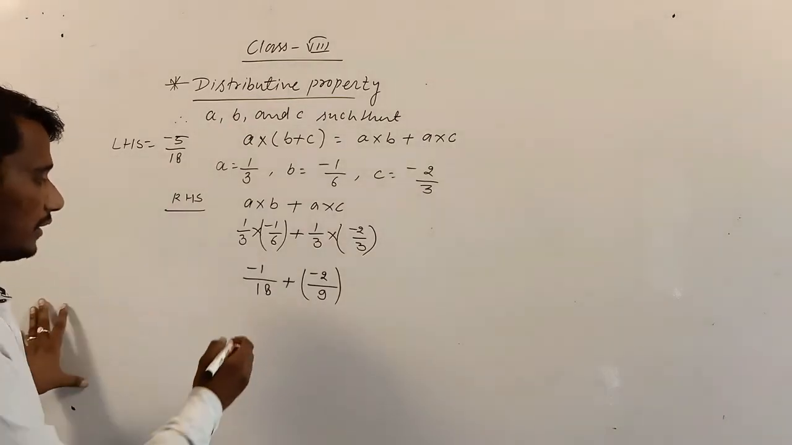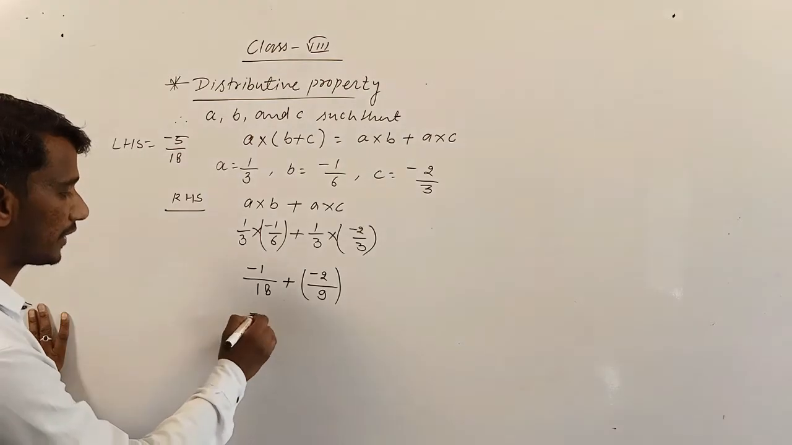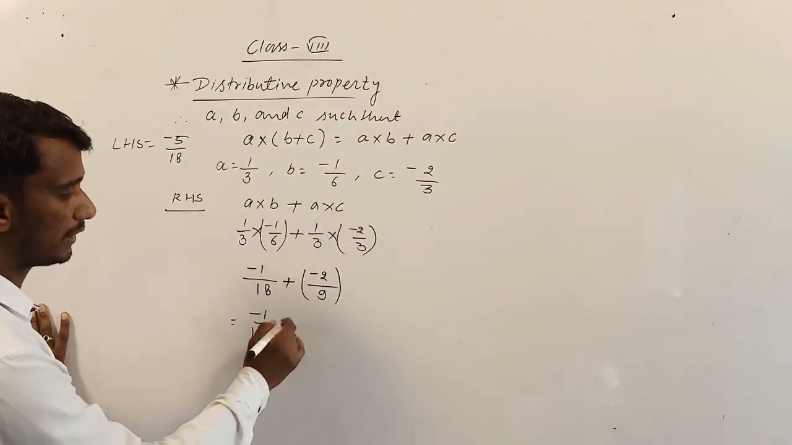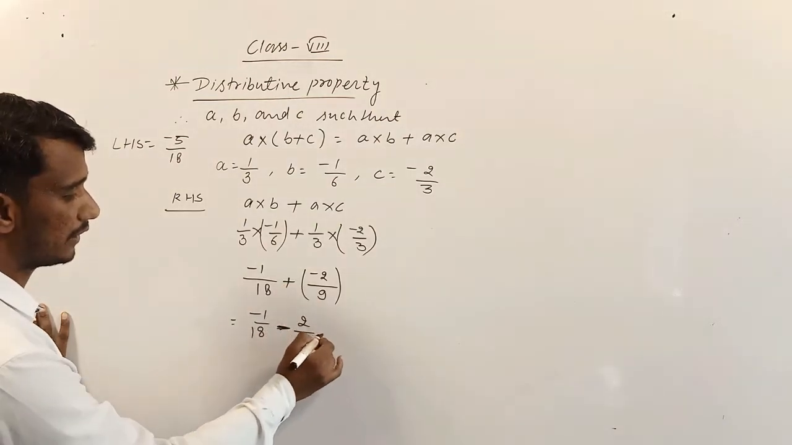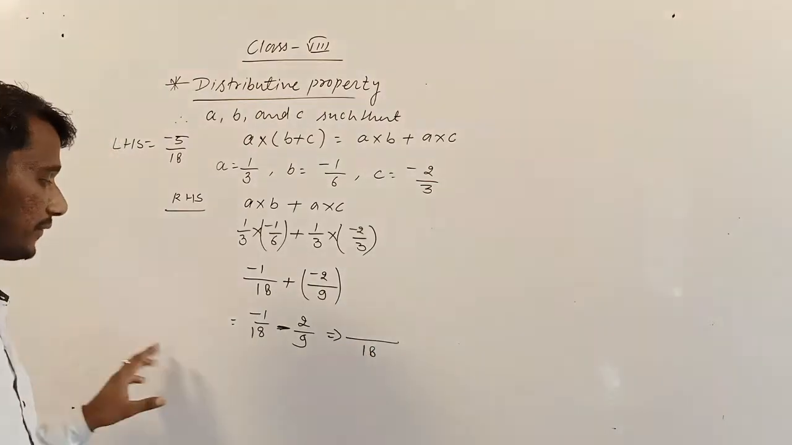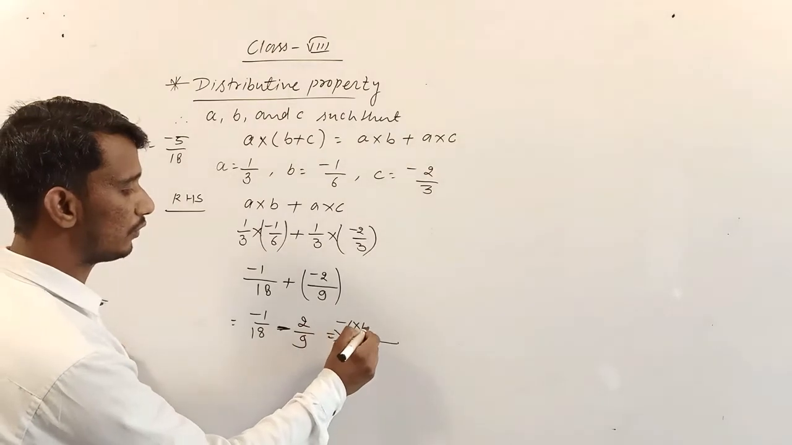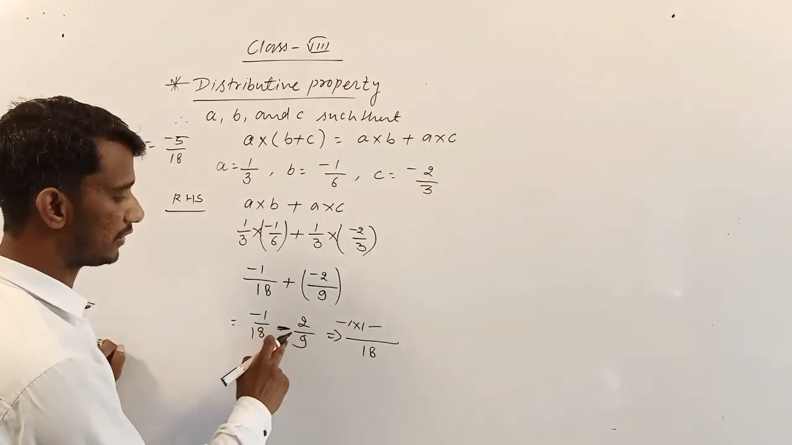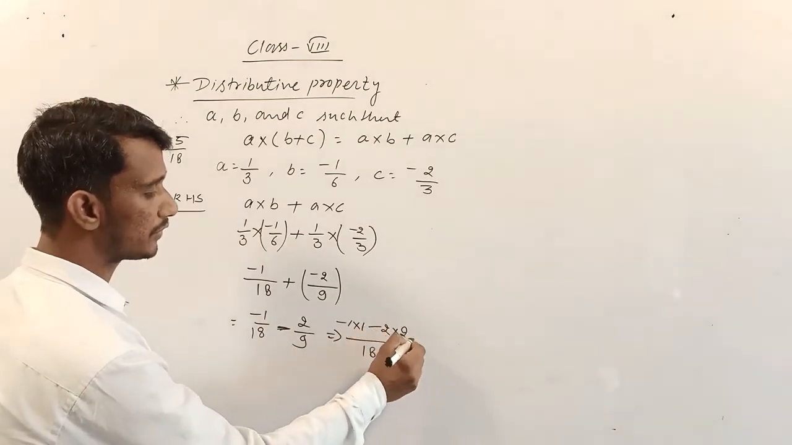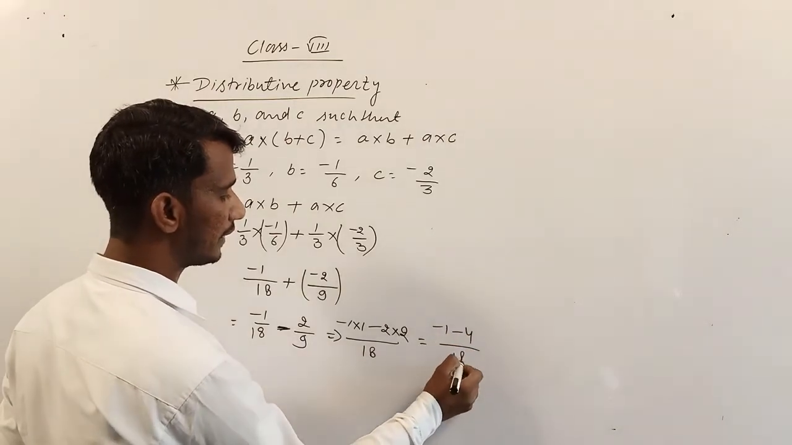Now take the LCM. Otherwise you can simplify this term again: minus 1 upon 18, positive into minus, plus into minus, minus 2 upon 9. Now take the LCM. LCM of 18 and 9 is 18. So 18 divided by 18 one time, so 1 into 1. Next, 18 divided by 9 is 2 times, so we have multiplied the numerator by 2. What will we get? Minus 1 minus 4 upon 18.